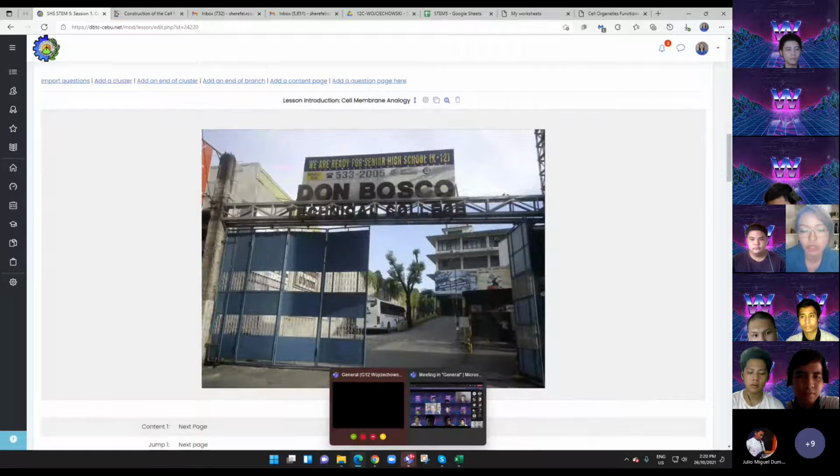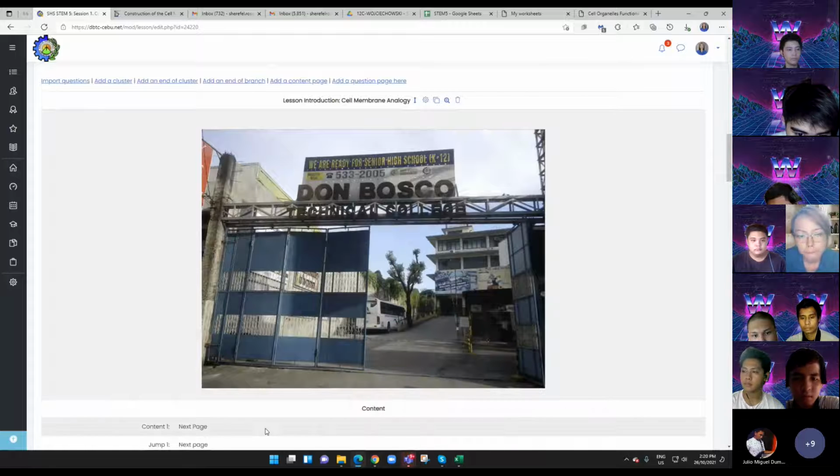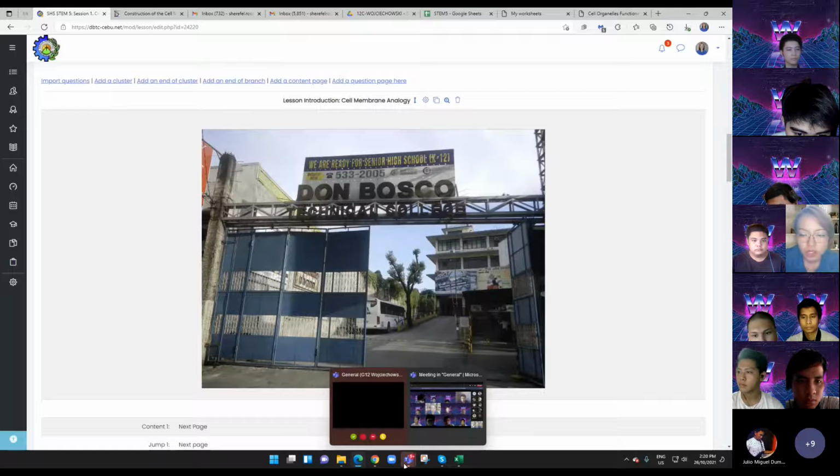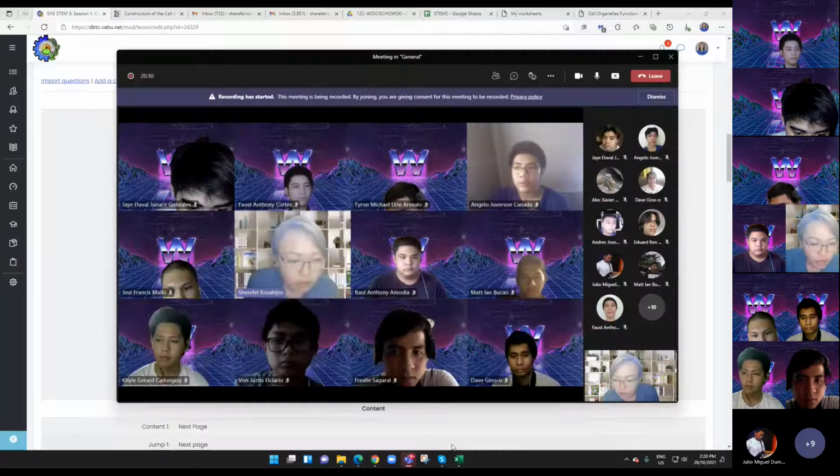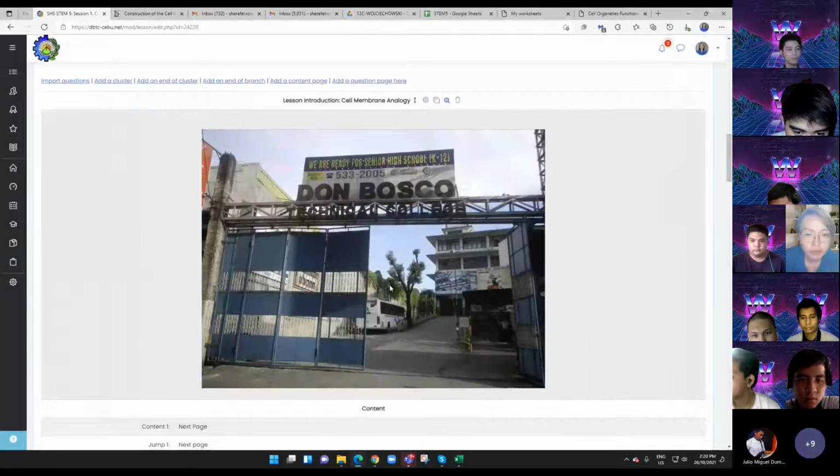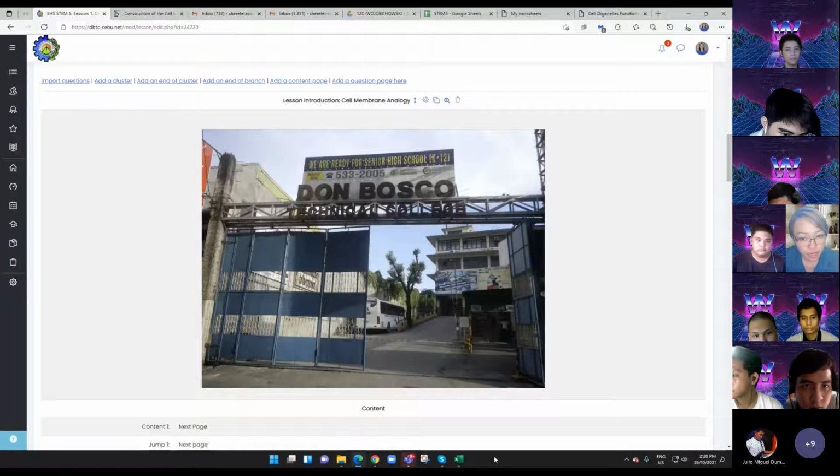Unsa nakita ninyo sa picture? What do you see? Kadungog. Ma'am, I see Don Bosco. Don Technical Bosco. Okay, kani siya. So, there's a gate, right?